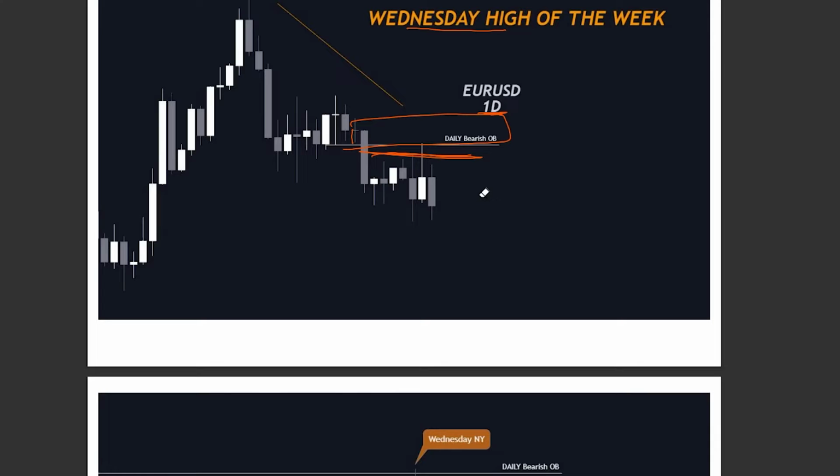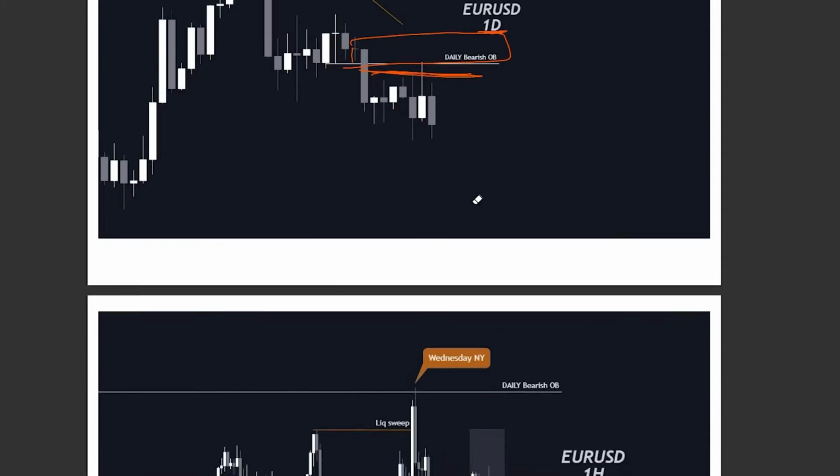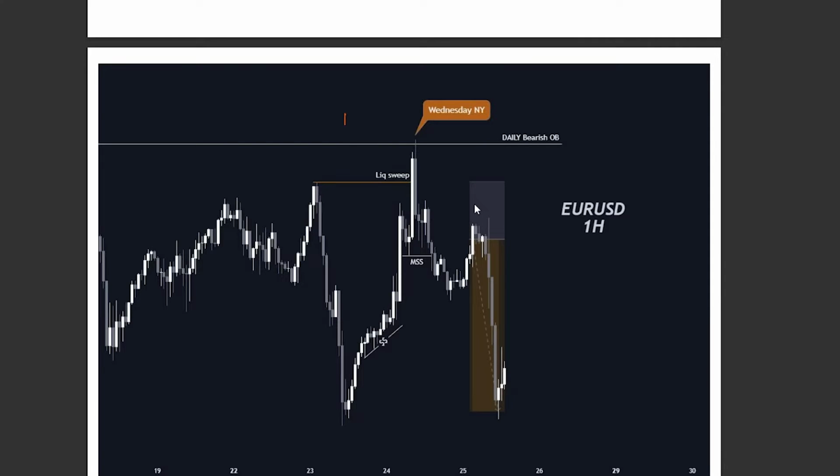Let's move on to the lower time frame to see a better picture of execution and how we would have traded this. Now here you can see this was the daily bearish OB, and this also contained equal highs. So this would be our higher time frame level on the 4 hour. Now what did price do? Here on this wick we had the red folder news.